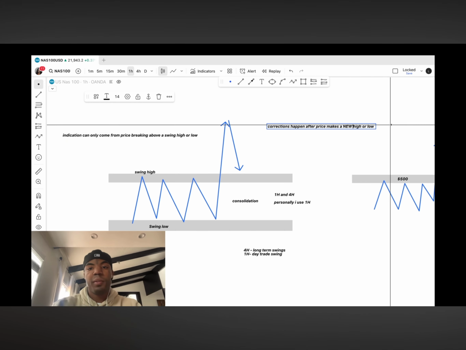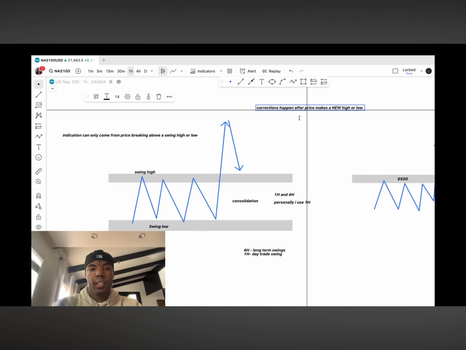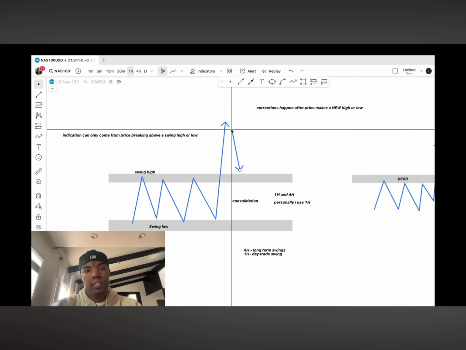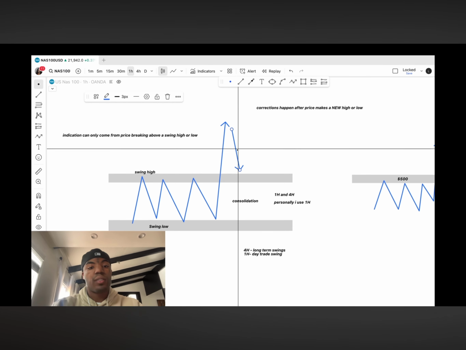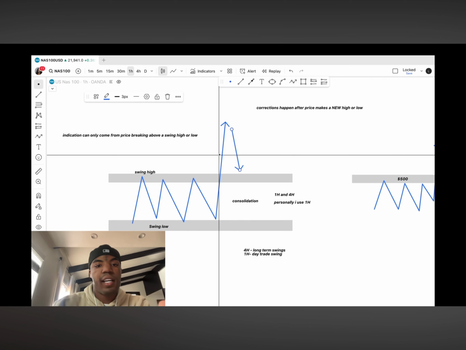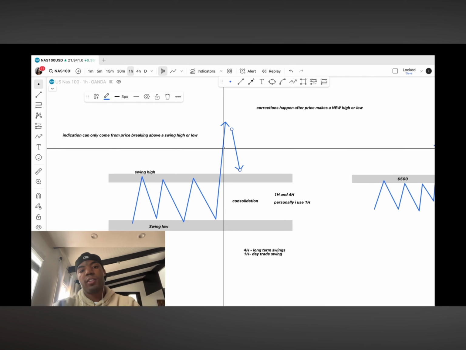And why does this happen? Because the market is taking in all the FOMO traders, the greedy traders, and what it is then going to do is realize there's so much money on the line because there's so many people buying or selling this breakout.